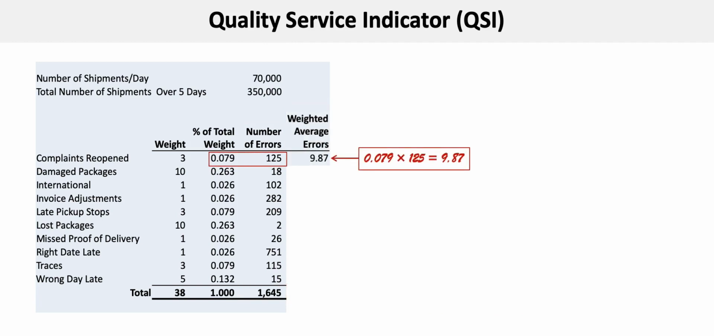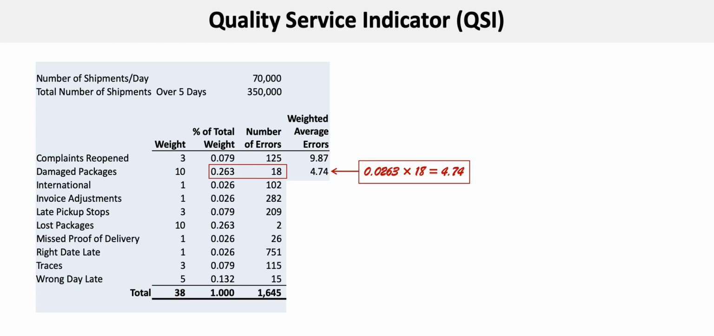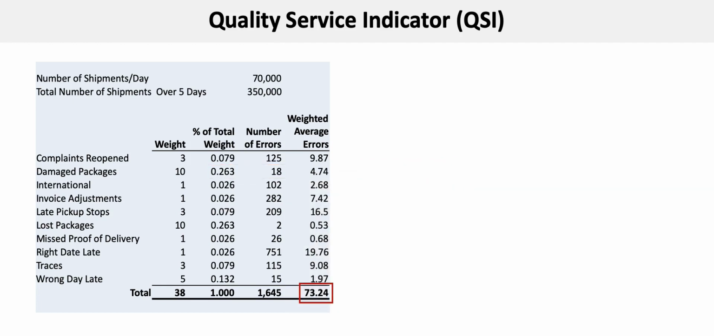Finally, we want to determine the weighted average number of errors. We do this by taking the percentage weight of each factor and multiplying by the number of errors. So for example, if the percentage weight for complaints reopened is 0.079 or 7.9%, we then multiply by 125 to get a weighted average number of complaints reopened of 9.87. For damaged packages, we take 26.3% times 18 errors to get a weighted average of 4.74 damaged packages. We then do this for all the categories and then sum up the weighted values to come up with a total weighted average of 73.24 service errors.